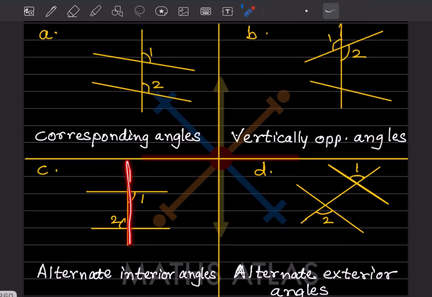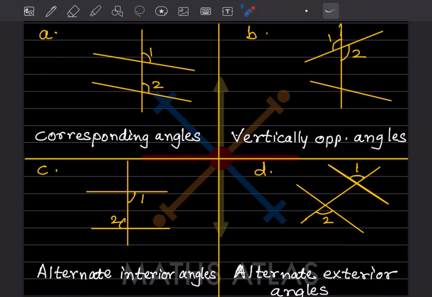Now if this is the transversal, one angle is here, the other one is here, but these are the interior angles. Alternate angles means one is on this side of the transversal and the other is on this side. This is the interior, and if they were outside somewhere, it could have been exterior angles. So this is the alternate interior angles.